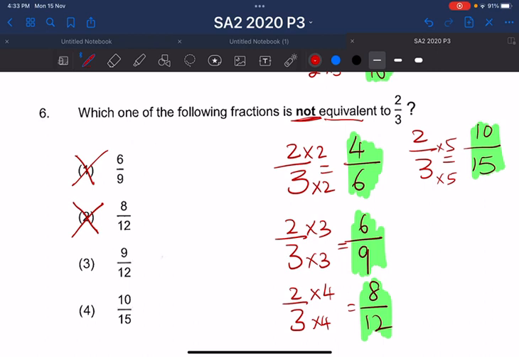What about 9/12? Do you see any 9/12? Nope, we don't see any 9/12. So there we have it. We found the answer. Answer is number 3, because we cannot get 9/12 by multiplying at all. Okay, so that's for question number 6.